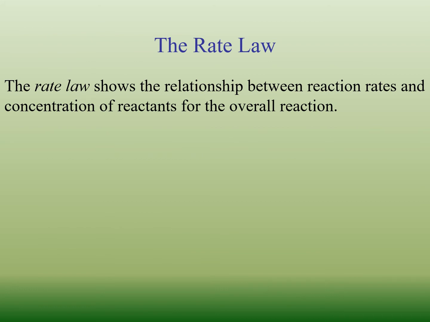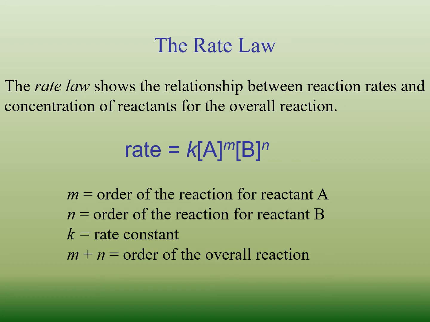I've already mentioned the rate law in this presentation. Simply defined, it shows the relationship between reaction rates and concentration of reactants for the overall reaction. In general, this relationship can be written as follows. Rate equals k times the concentration of A to the power of m times the concentration of B to the power of n, where m equals the order of reaction for reactant A, n equals the order of reaction for reactant B, k equals the rate constant, and m plus n combined equal the order of the overall reaction.